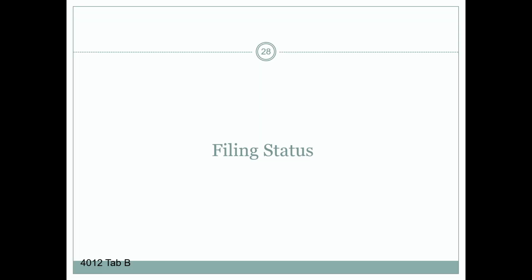The next subject that we're going to talk about is going to be filing status. You will find the information on this in your Publication 4012 under Tab B, starting with page 8, and in your Publication 4491, it is Chapter 4.